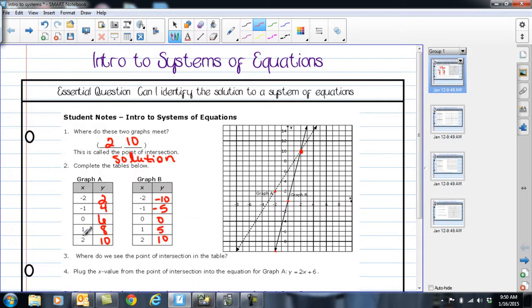What you should notice now is that we have these two tables. You can see the intersection point in both tables. It's where they have the same point in the table, so they have an identical point. This is that intersection point. It just shows up in the table. Graph A has it, graph B will have it. So we see the intersection point where there is an identical point.